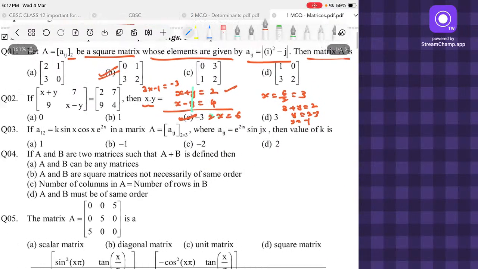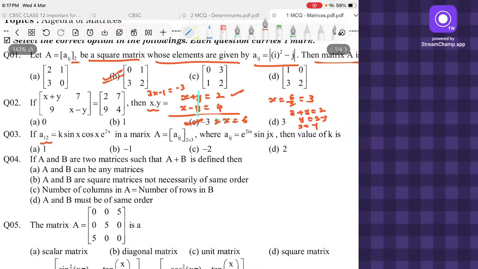Okay, next, third question. a12 value is equal to k times sin x cos x e raised to the power of 2x in the matrix A. A 2 by 3 matrix is given, where the condition is aij is equal to e raised to the power of 2ix sin jx. Then what is the value of k, they are asking. This is the condition.